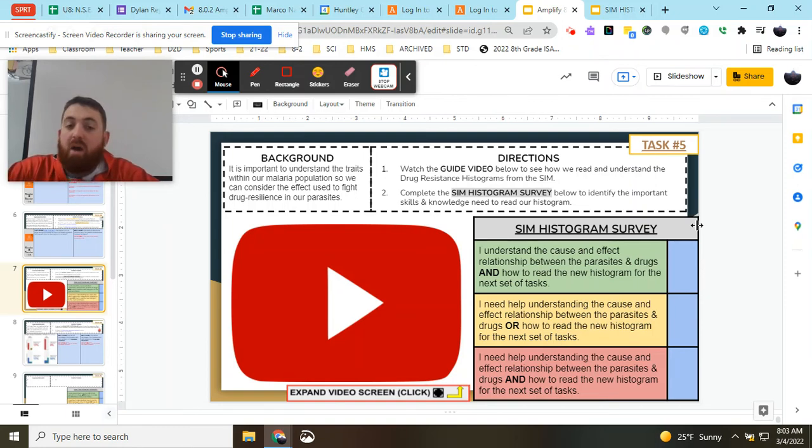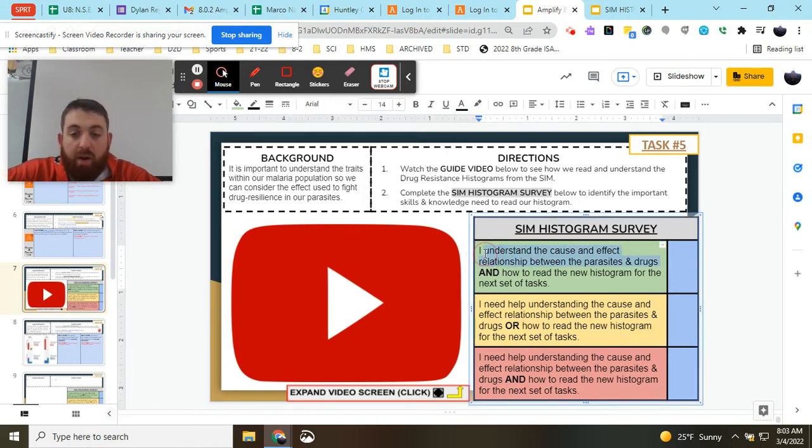And up to now, we've been exploring the different drug resistance that shows up in our parasites and how our different drugs have different cause and effect relationships with our three different criteria. We're going to dive a little deeper into this as we look to understand that cause and effect relationship a little bit more. And we're going to be looking at how to read our histograms that we've seen in our last task from our article. So we're going to be looking at those two things.